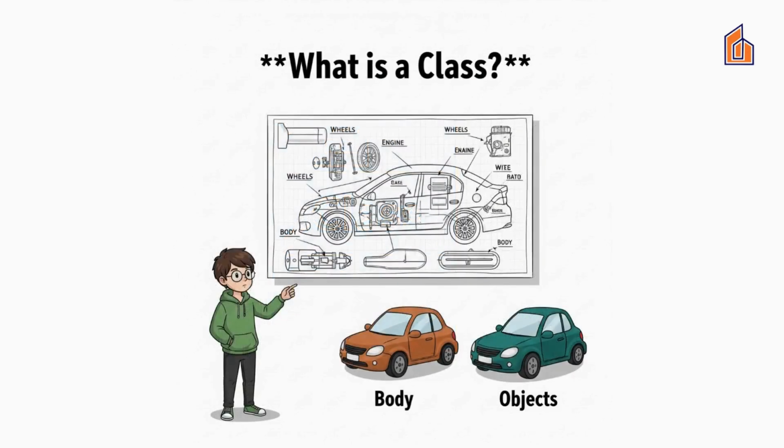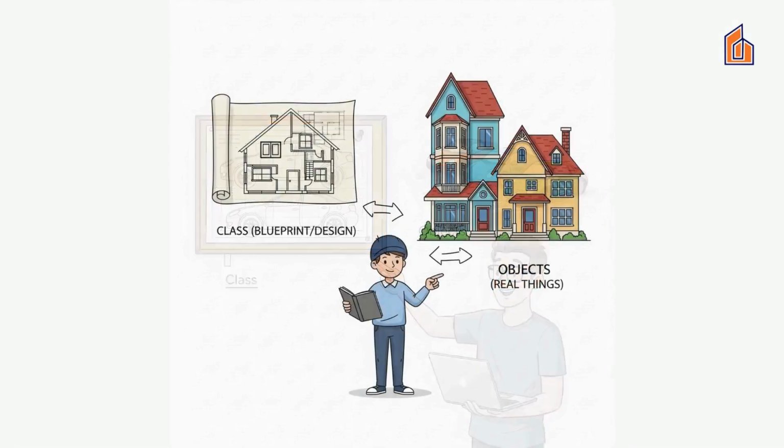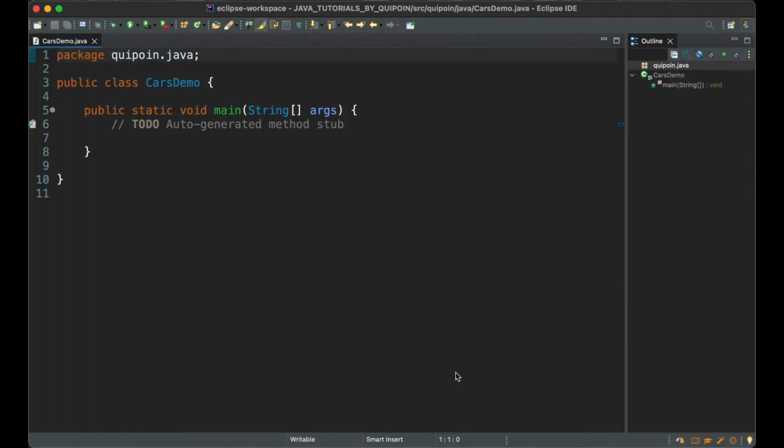What is a class? Think of a class like a blueprint or template. For example, if you want to create multiple cars, the class car is like the design, and each car you produce from it is an object. In short, classes are like a blueprint or design, and objects are the actual real things created from the blueprint. Now let's see some code for classes and objects. Let's see how classes and objects are created.